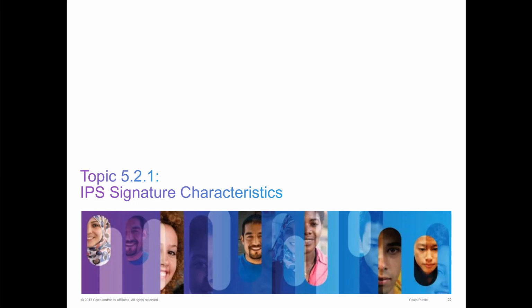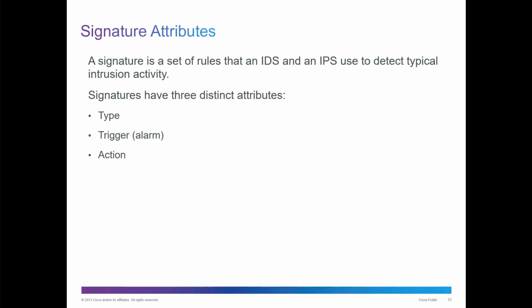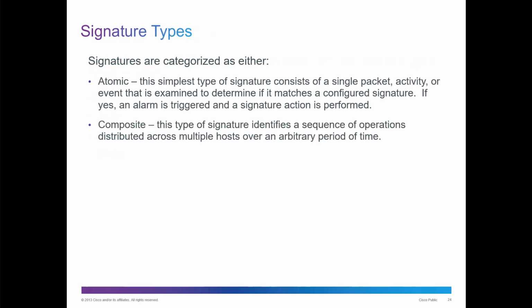5.2.1 are the signature characteristics. There are three main types: type, trigger, and action. And these are the main attributes. The trigger is the alarm. The type could be the type of signature and how they're categorized, and then what action to take if an action can occur.